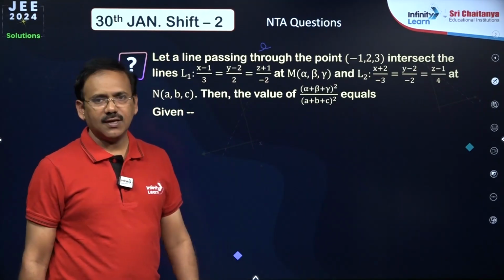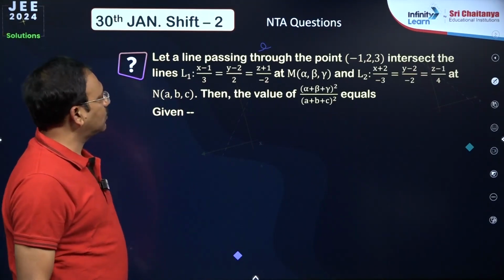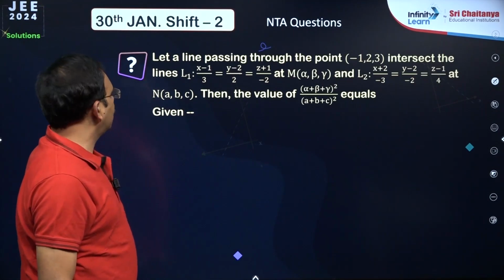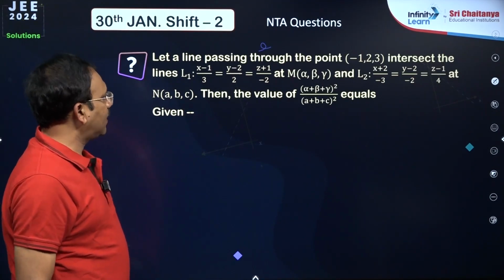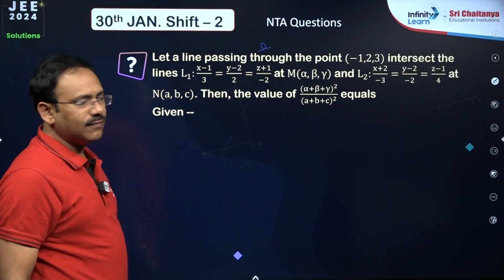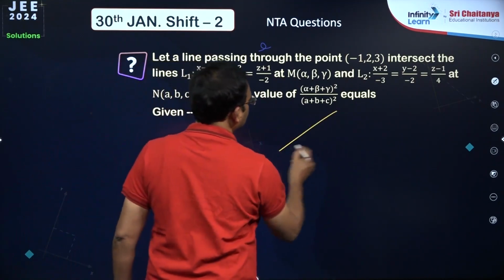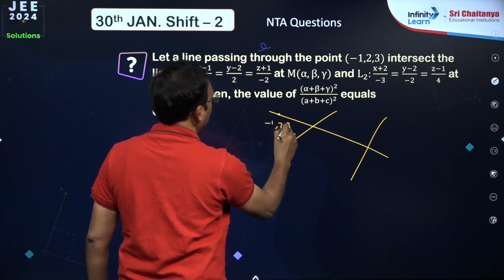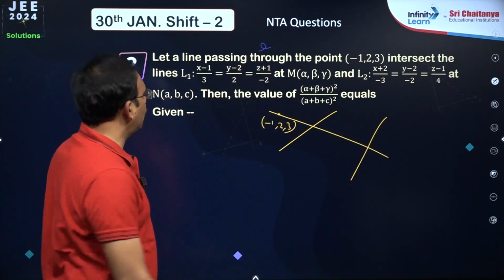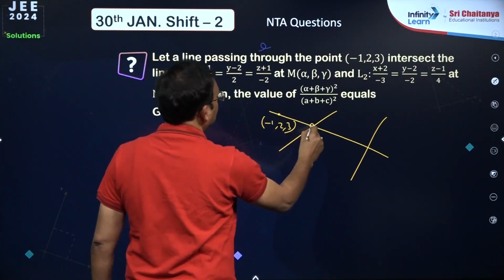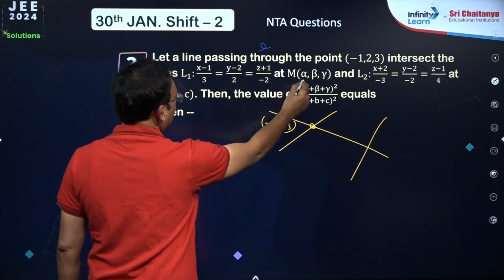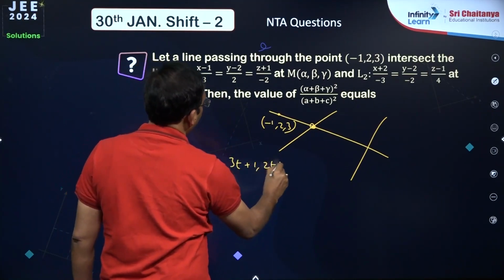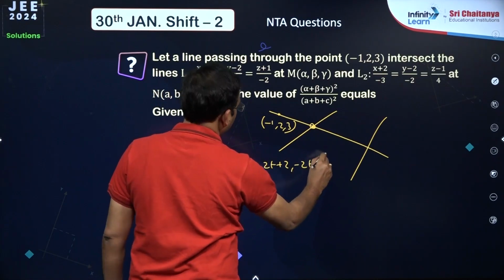The next: a line passing through the point minus 1 comma 3 intersects L1 and L2, given at M and N, then find the value of this. Dear students, you know two lines completely, and another line passes through minus 1, 3. So first, on line L1 you take the general point, where the intersecting point you can take like 3t plus 1, 2t plus 2, minus 2t minus 1.